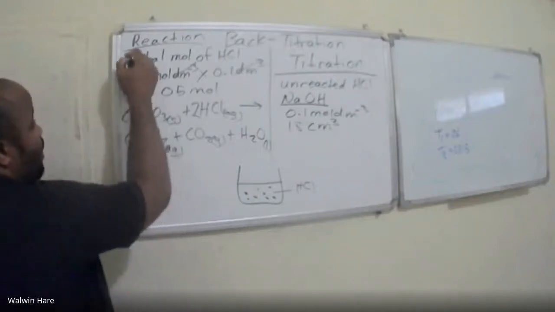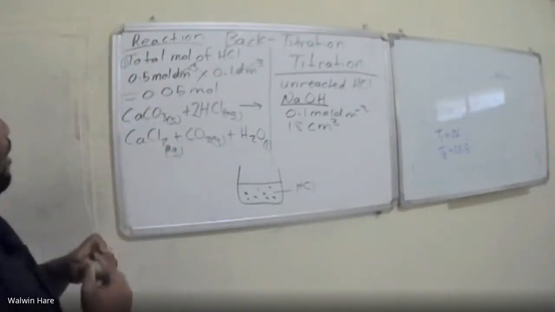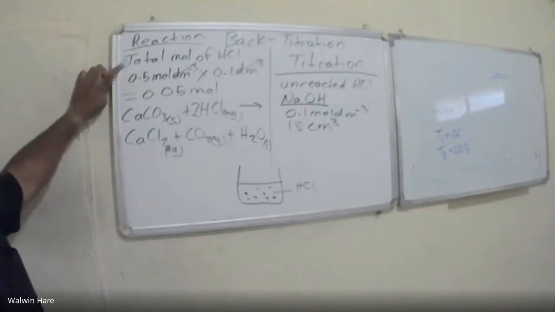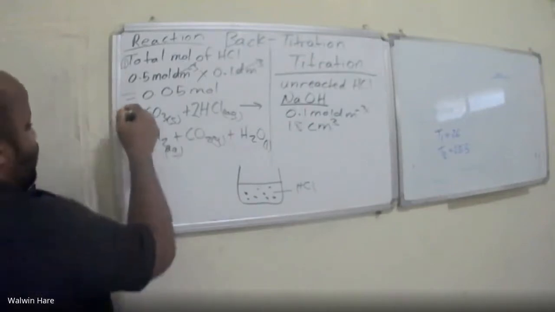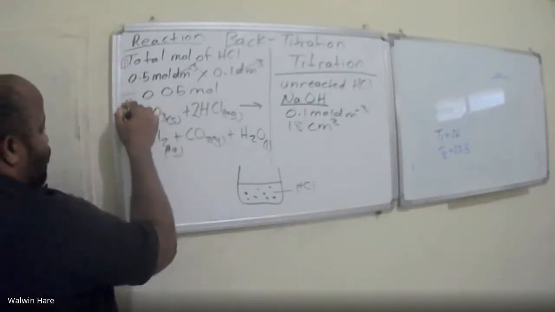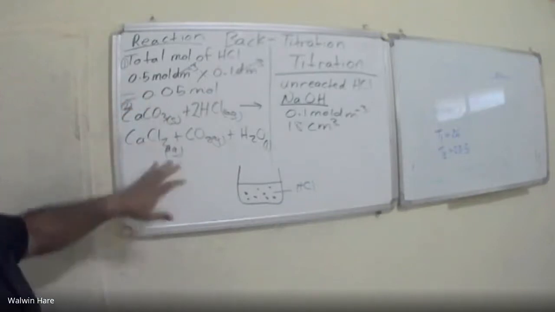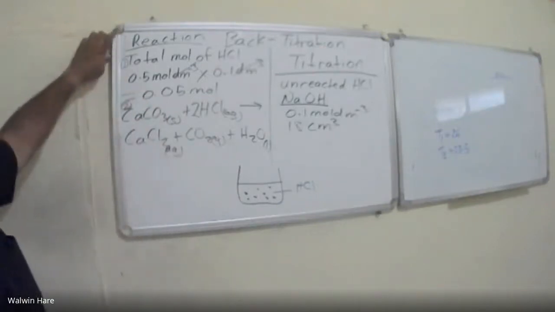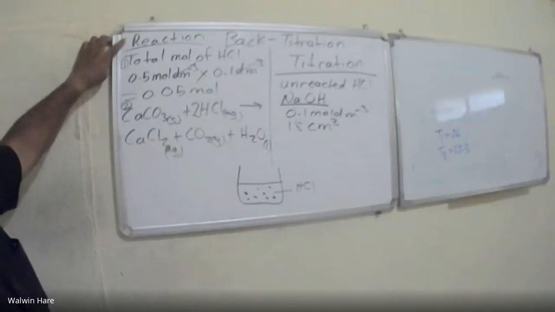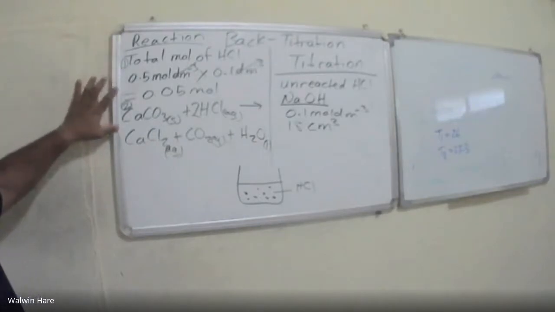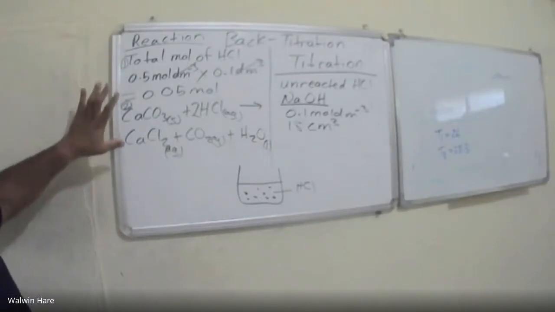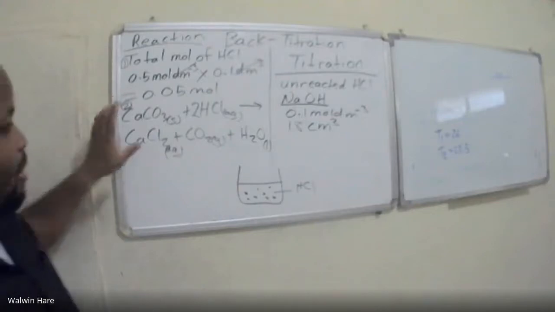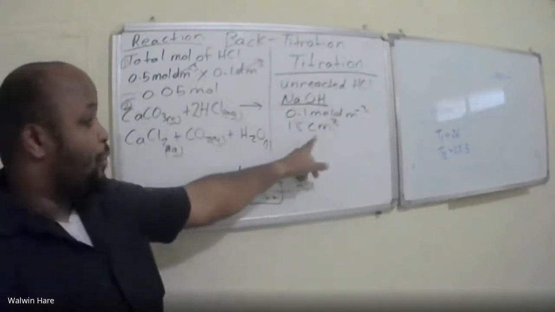So the first thing we did, we calculated the total moles of the HCl, and then we wrote a balanced chemical equation representing the reaction. All right. So you perform these two steps. Then we're going to pause here and move on to the titration.